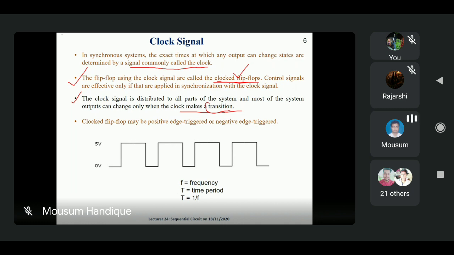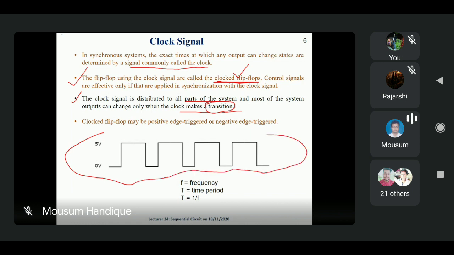We are not using any level sensitive, and we are dealing with the sequential circuit. A sequential circuit always depends on the memory elements plus the output of the combinational circuit. We are using the concept of combinational circuit and memory elements. So see here, when we are using the clock signal, this is one typical clock signal.